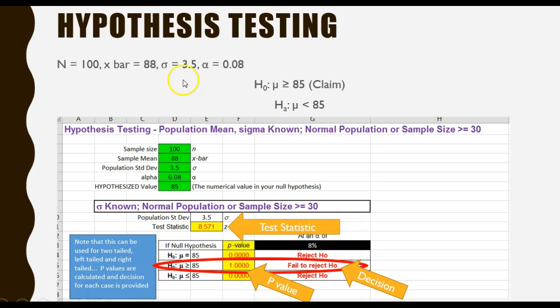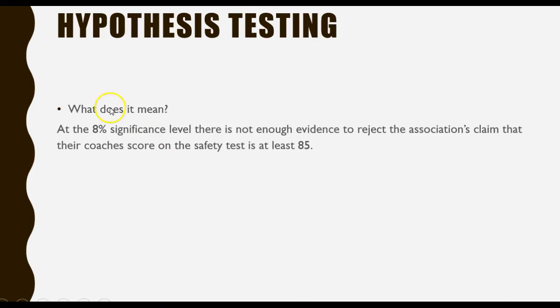We put the values into the spreadsheet, and remember that the null hypothesis was that it is greater than or equal to 85. We're going to fail to reject that. All right, there's my test statistic. Here's my p-value. So we fail to reject the claim. How are we going to say that? What does it mean? At the 8% significance level, there is not enough evidence to reject the association's claim that their coaches' score on the safety test is at least 85. That's the way we say it.